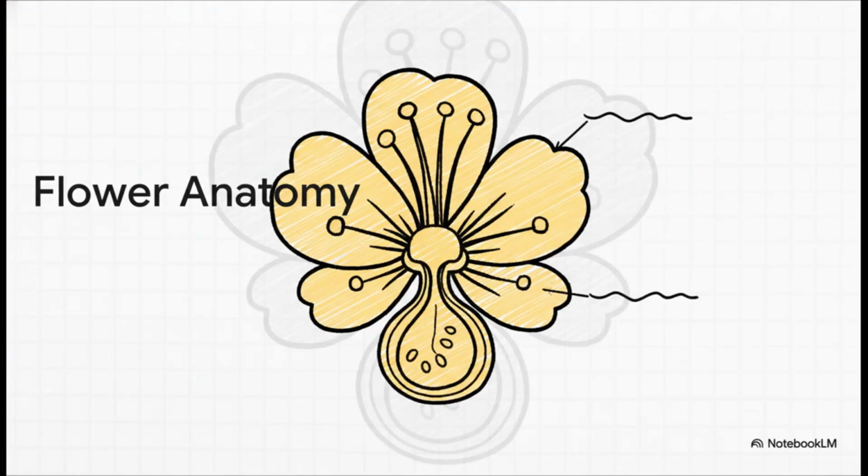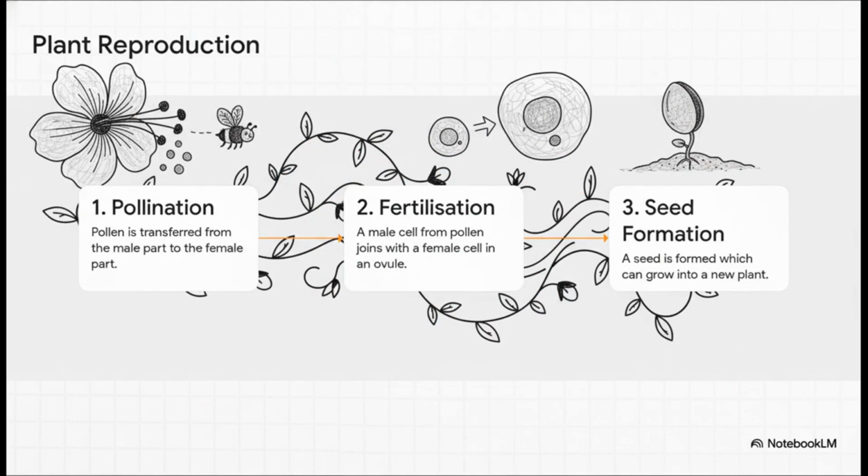Let's look at plants first. For a lot of them, the flower is the key to reproduction. It's got a male part, which we call the stamen, that's what makes the pollen, and it has a female part, called the pistil, which is where you'll find the ovules. The whole process for plants really boils down to three main steps. First, you've got pollination. That's just when pollen gets from the stamen over to the pistil.